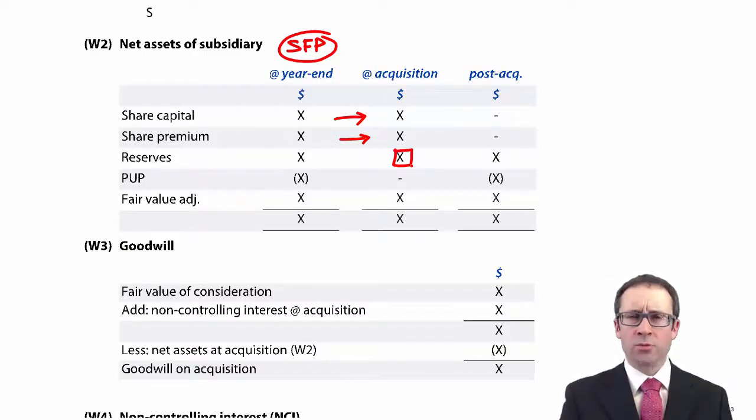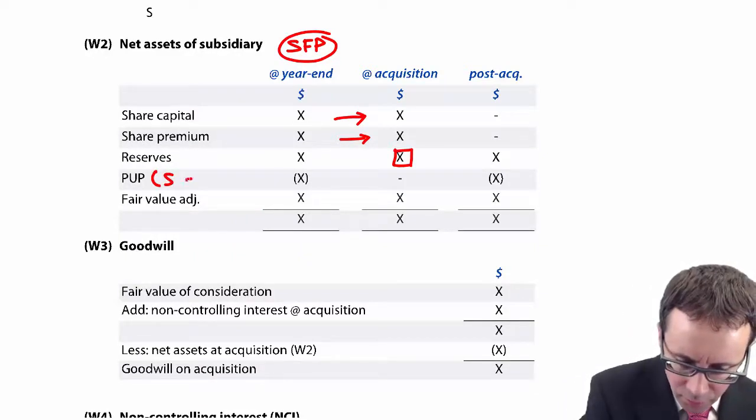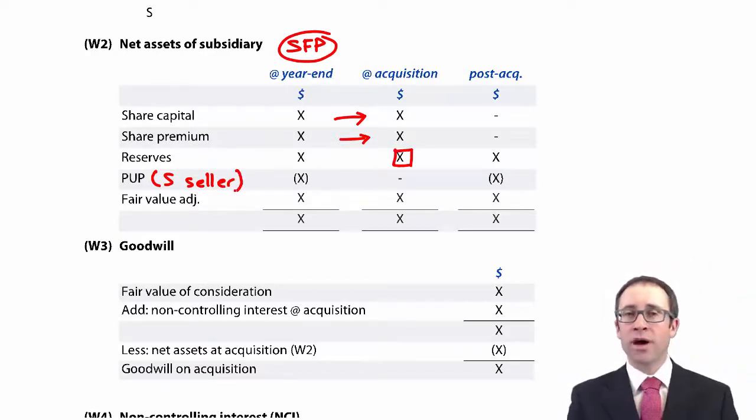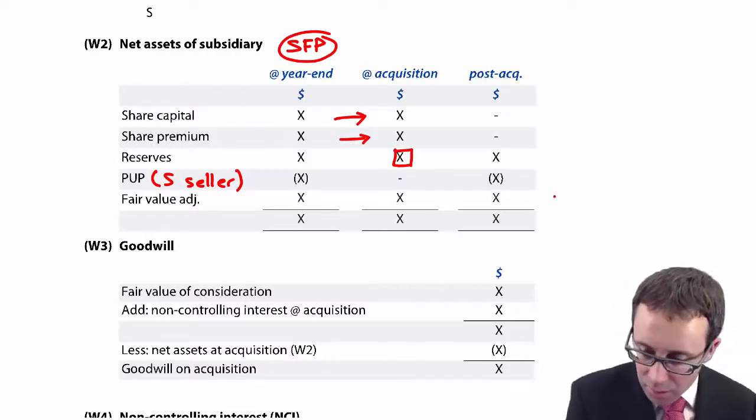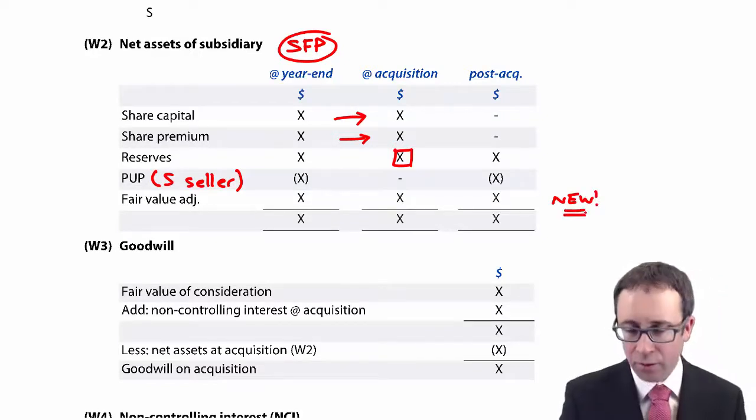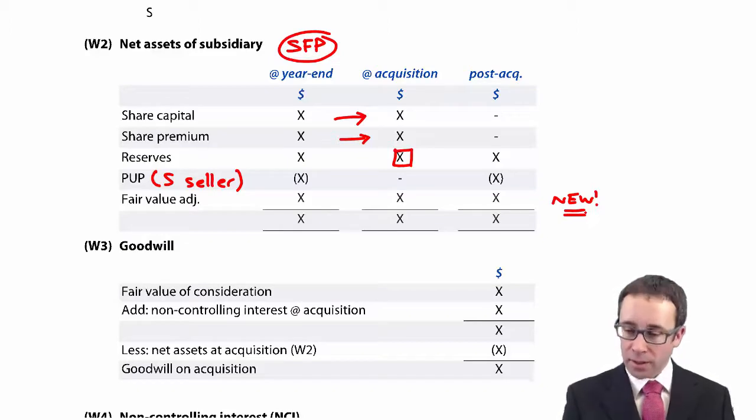A PUP adjustment is what we've seen before, so we'll recap that in a moment, but we adjust S's column at year end if S has sold the goods to the parent and made the profit, and there is still some profit contained within the group. So you've seen that at F1, but this fair value adjustment, what you've got there, that is new. You haven't seen that before in F1, so we shall cover that over the page.